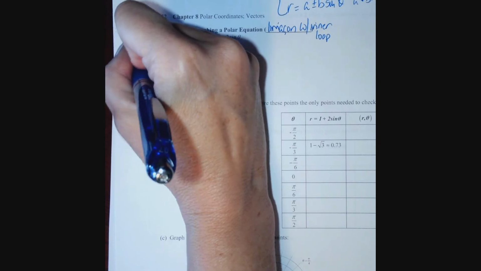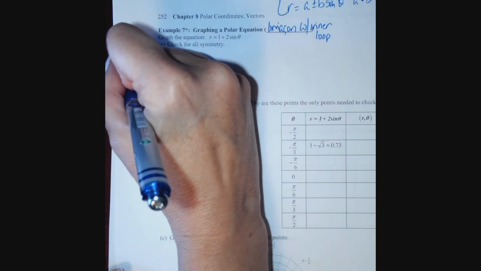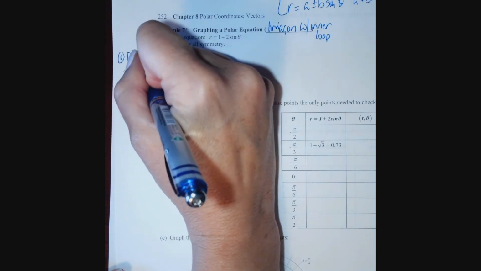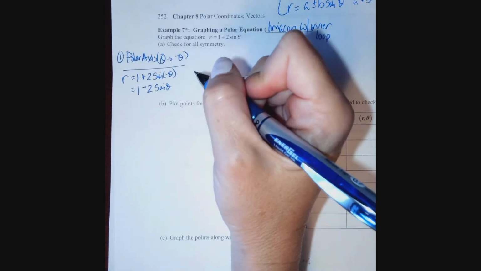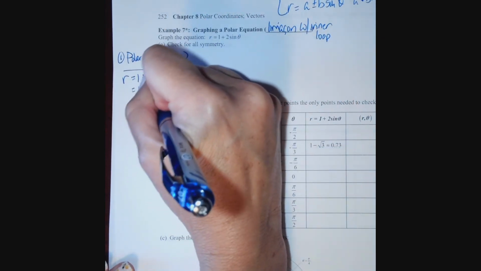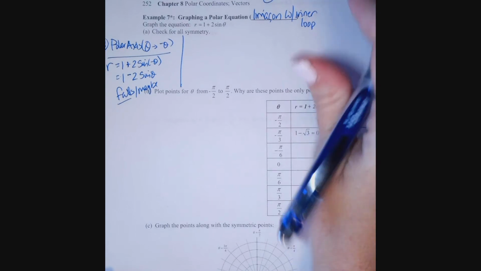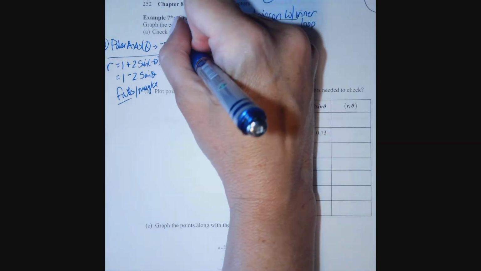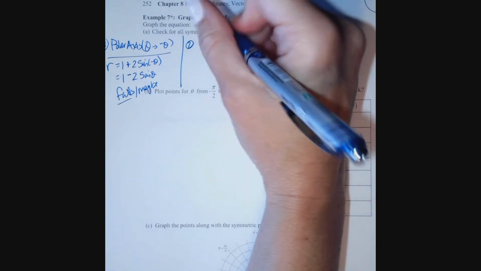If we check our polar or x-axis symmetry, we do that by replacing theta with negative theta. When I do it here, I have R equals 1 plus 2 sine of negative theta. That becomes 1 minus 2 sine theta because sine is not an even function. So this fails our x-axis symmetry test. So it's a maybe. We can't discount it, but we don't use it.